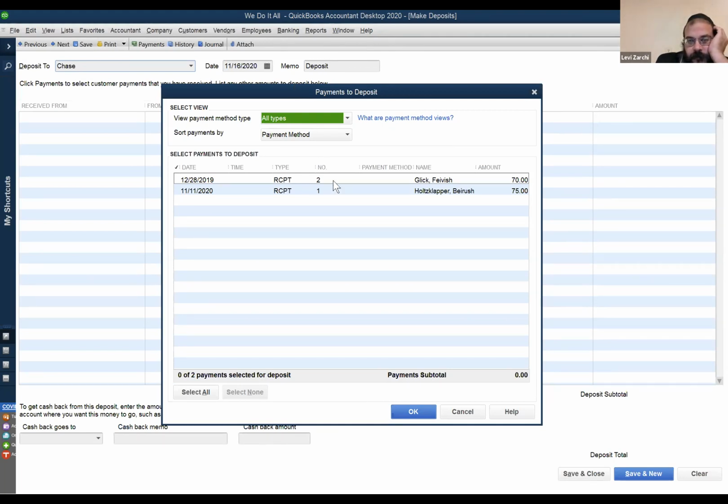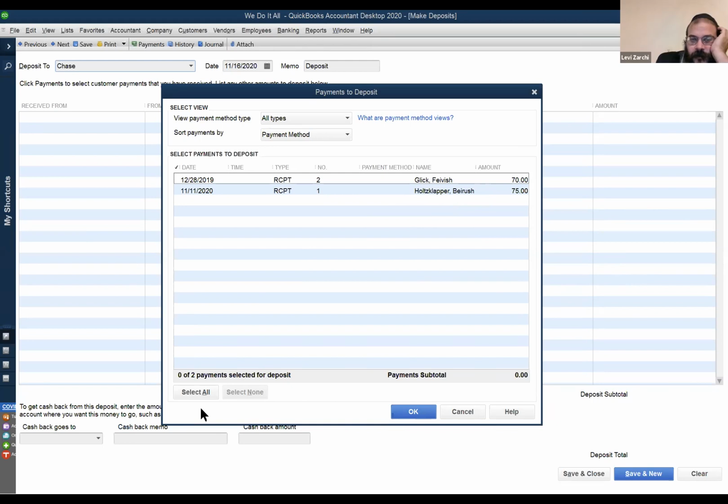Who else do you have? And Bayerish Holtupper, $75. Those two. That's it. Who else is missing? I deposited everything else, like Chaim Yankel, I did. Rabbi Cohen, I did, and Antonio. So 245 and 75? Yeah. Glick is 245 and Bayerish is 75.